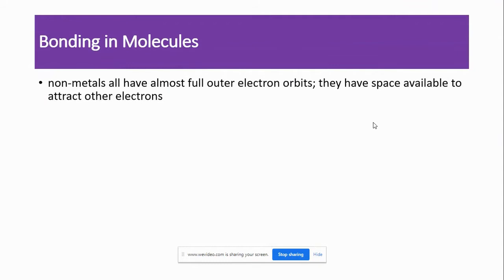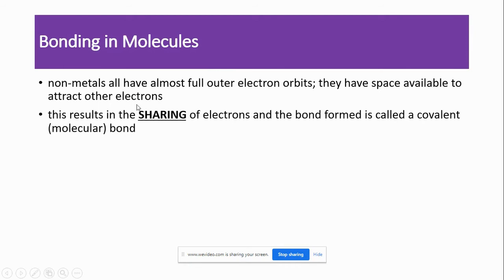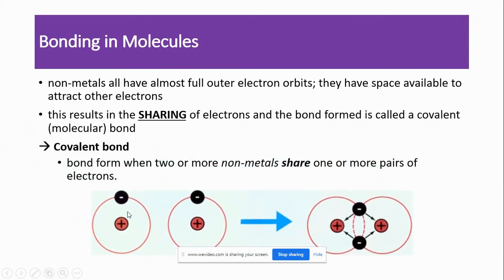Nonmetals all have almost full outer electron orbits. They have space to attract other electrons. The difference between ionic and covalent is that in ionic, one atom loses electrons and the other atom gains. In covalent, they do not do that, they share. So here's an example. We have one hydrogen atom with one electron in its outer shell, and another hydrogen atom with another electron in its outer shell. When they combine, they share their one electron, so that in total they both have 2.